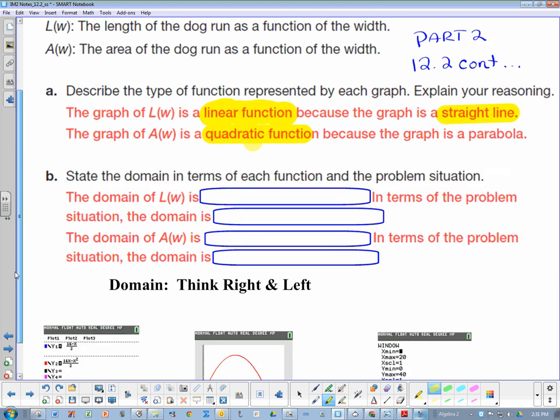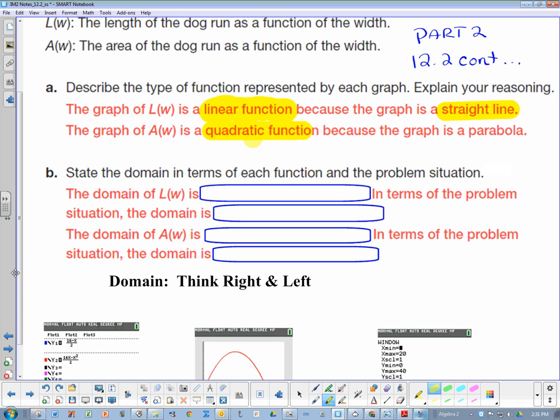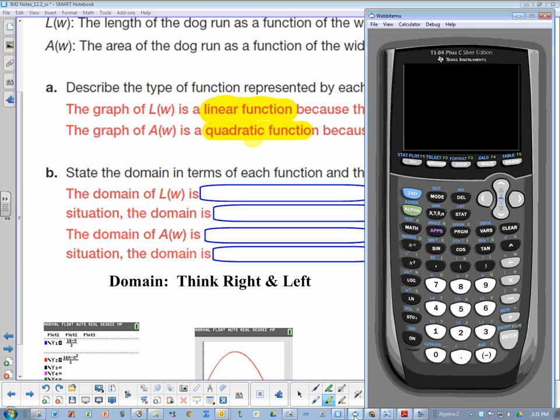Part B, state the domain in terms of each function and the problem situation. All right, this is going to be critical and very difficult to teach through a video, but I want you to do your best here. Now, I'm going to model this through the graphing calculator. So let's take a look at our graphing calculator.